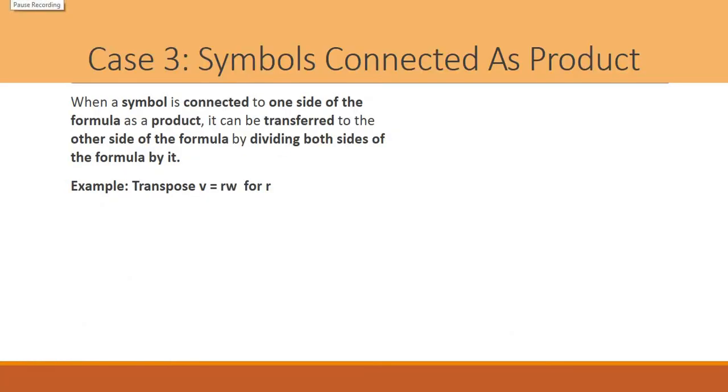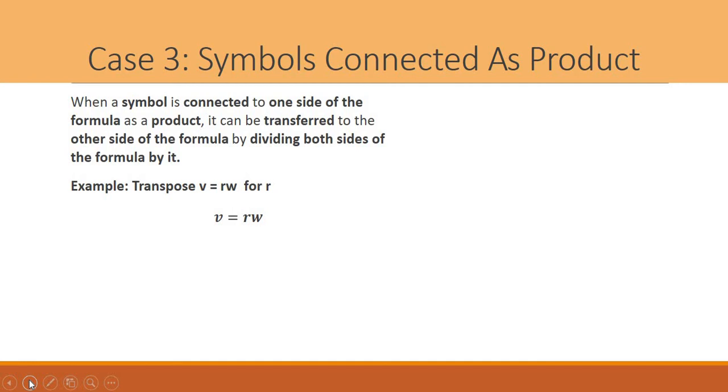So case 3 has to do with a symbol connected as a product. When a symbol is connected to one side of the formula as a product, it can be transferred to the other side of the formula by dividing both sides of the formula by it. Example, transpose V equals RW for R. First thing that you need to do is to rewrite the question, right? That's how you would rewrite it.